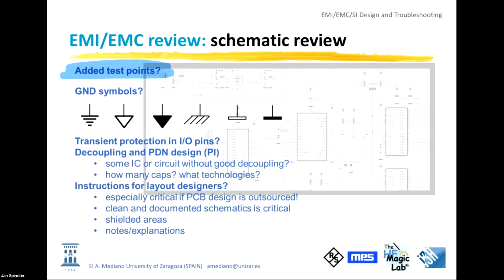Or for example, you can think about ground symbols. This is very important to design the ground system. Are you using different grounds for power, for analog, for digital, and how are they connected? Single point series, single point parallel, star. It's a multiple structure. You need to review the ground system. Very important for EMI. Are you introducing protection or filtering in the input output pins? The signals that go to connectors, very important. Why? Because these signals go to cables. And cables are the most important antennas in your product for immunity and for emissions.